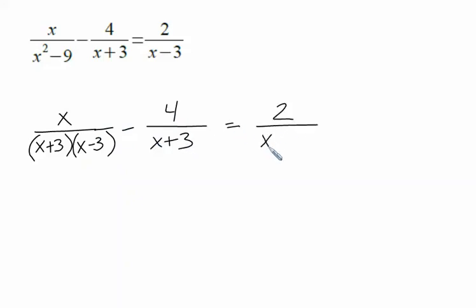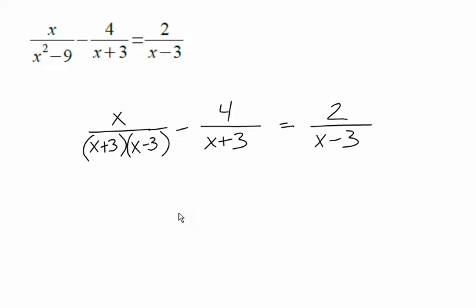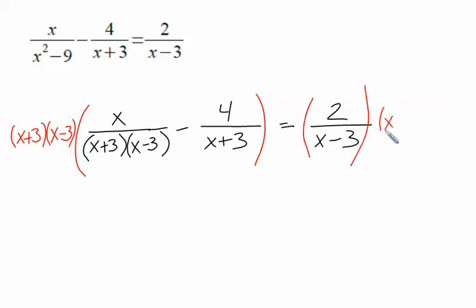Now, when we would have gotten a common denominator in previous problems, here's what we're going to do. We're going to look at this, determine what the common denominator is, and then multiply both sides of our equation by that common denominator. In this problem, the common denominator would have been the quantity x plus 3 times the quantity x minus 3. So we will show that we are multiplying both sides by that item.